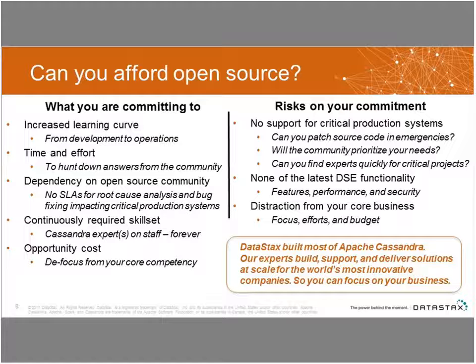So what's that lead us to on the right is the risks on that commitment. So you're not going to have support for critical production systems in your enterprise. So can you patch that source code in emergencies? Will community help you in a prioritized way? Likely not. Can you find experts quickly and easily for those critical projects?